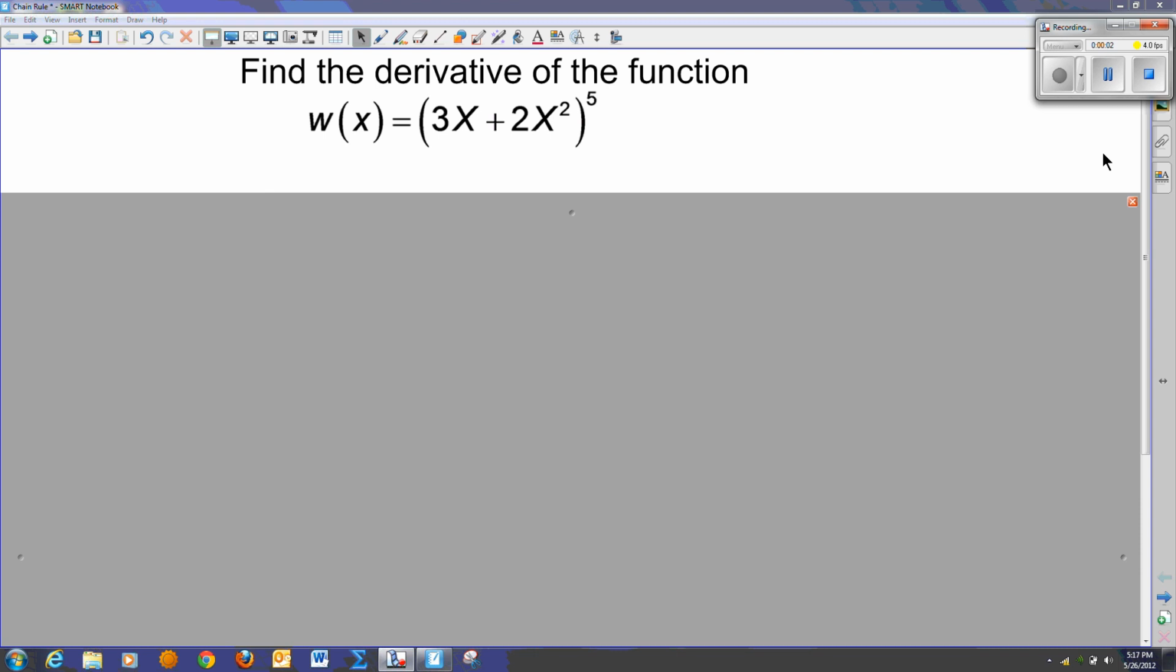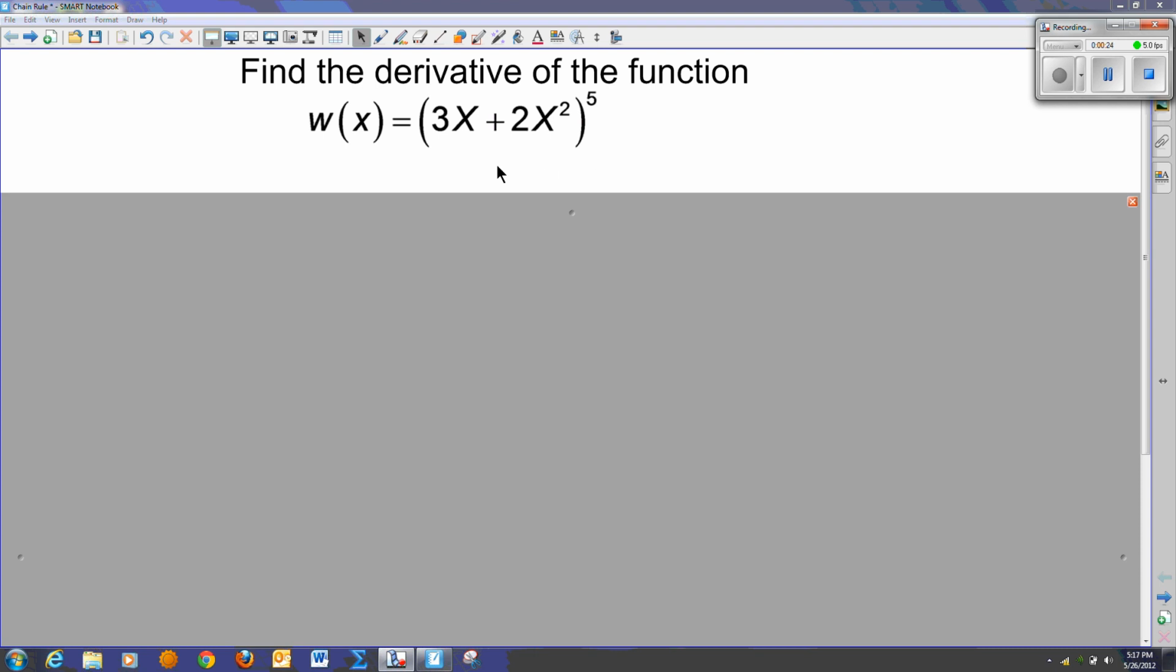So for our last lesson, we're going to take a look at finding the derivative of some more complex functions. For instance, in this case, we have the quantity of 3x plus 2x squared, all raised to the fifth, and we want to find the derivative of that. Now, we have the ability to do this, but in not such an easy way.